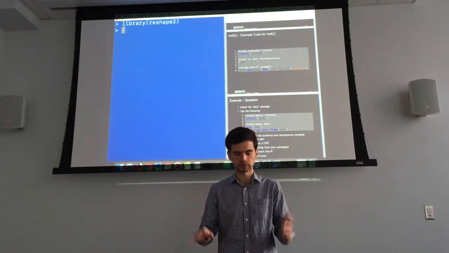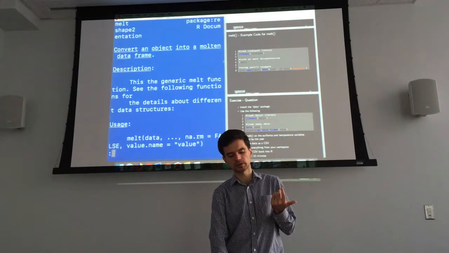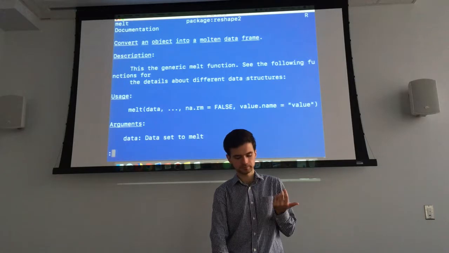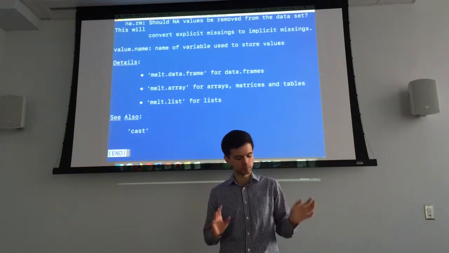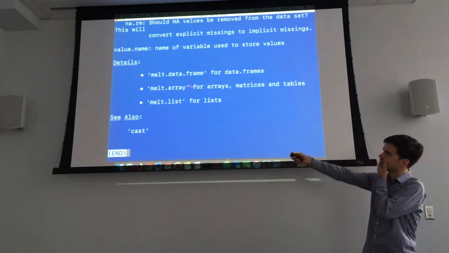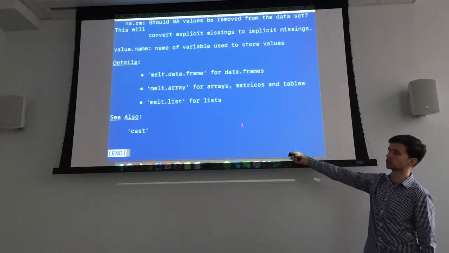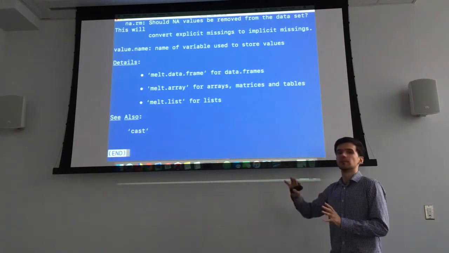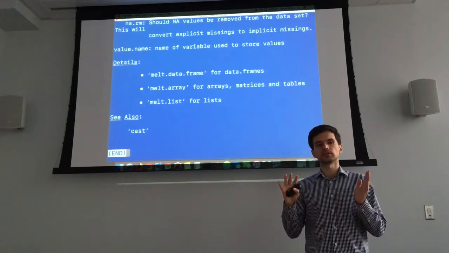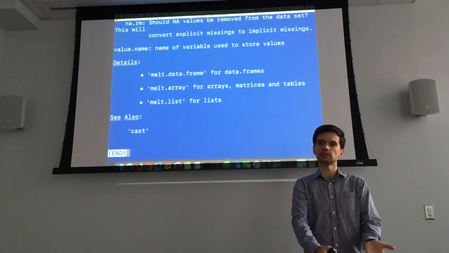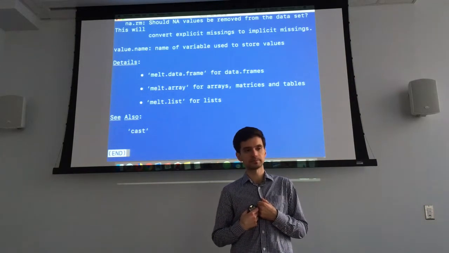Okay. So let's look at the melt function documentation. I did that using ?melt, and then the official R documentation came up. Here's the description for the melt function, but what I want to bring your attention to is that it has melt.data.frame for data frames, melt.array for arrays, matrices, and tables, melt.list for lists. So depending on the object you use, melt automatically can detect it and does something different for those different object types. So it's really important to understand what object you're putting in there before it automatically determines what's happening. But we're going to be using data frames primarily.